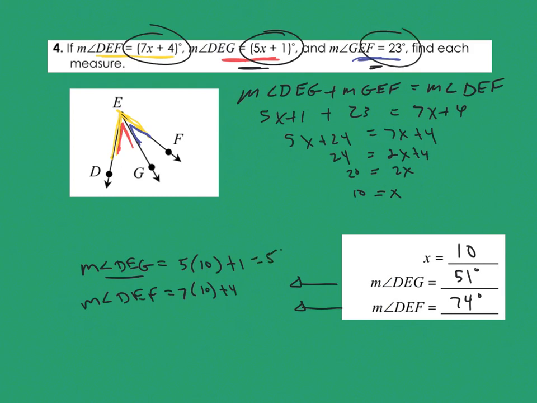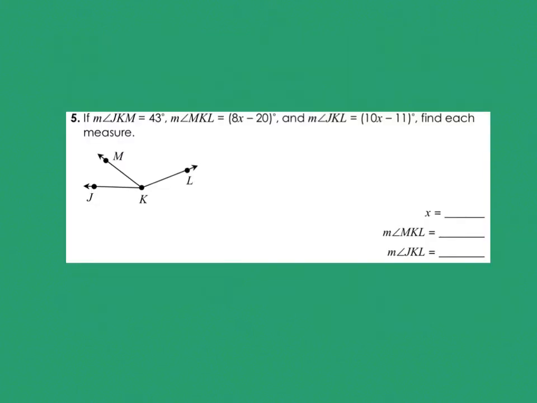So since this is 51, and they said that was 23, 3 plus 1 is 4, 74, which is what we said DEF was. So the angle addition postulate works. I add up the two smaller angles, I get the larger angle. So my algebra is good and my measures are good. Good. So for the last one, you go ahead and try it. And I'll walk you through it.